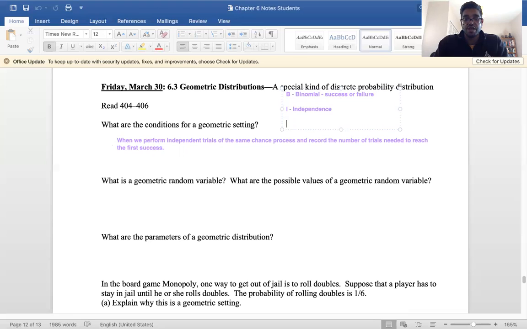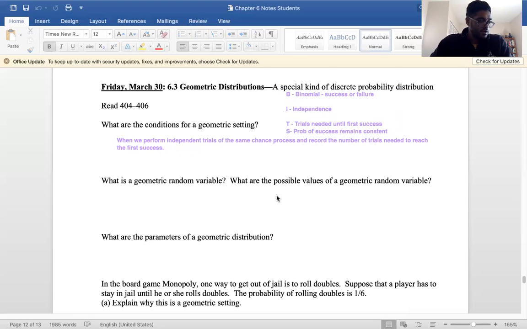The part that changes is the T, which is trials needed until first success. So the T is like your trials with a question mark. We're trying to figure out the number of trials we need. And S is the probability of success remains constant. So everything stays the same except for the third letter, which is the T. Before we had an N for a set number of trials. Here we have a T for trials needed until the first success.